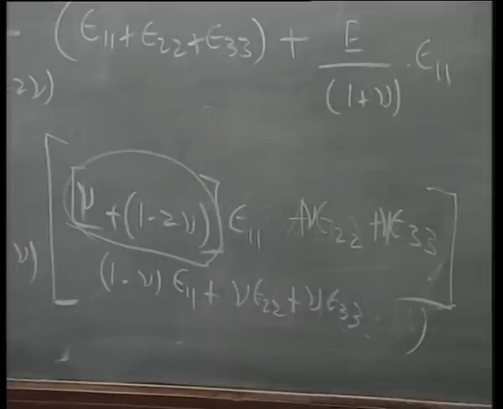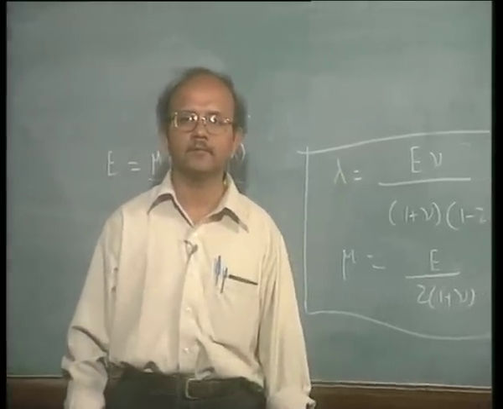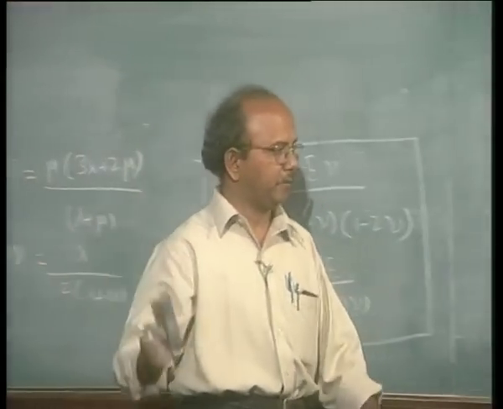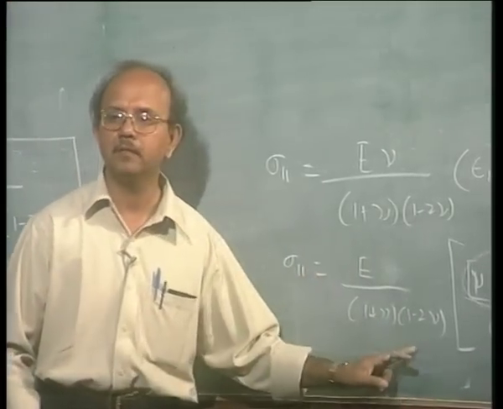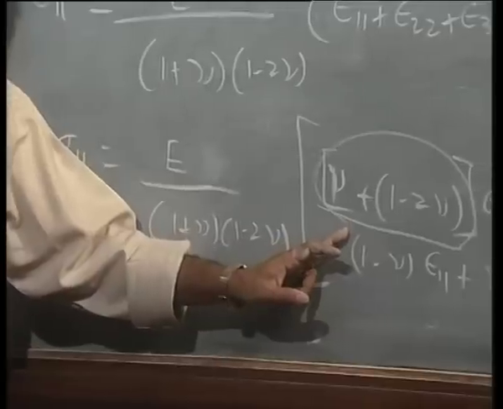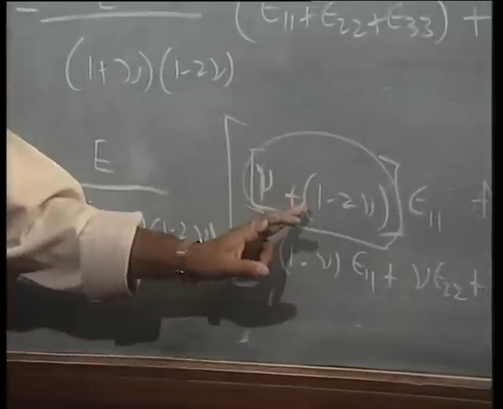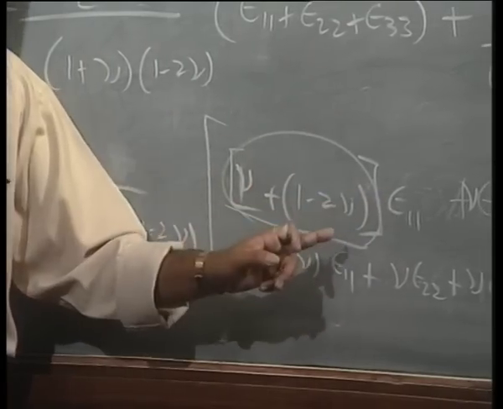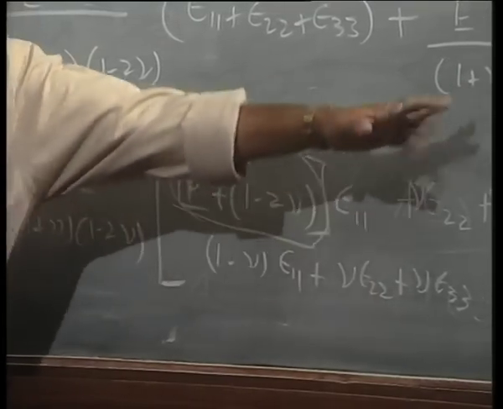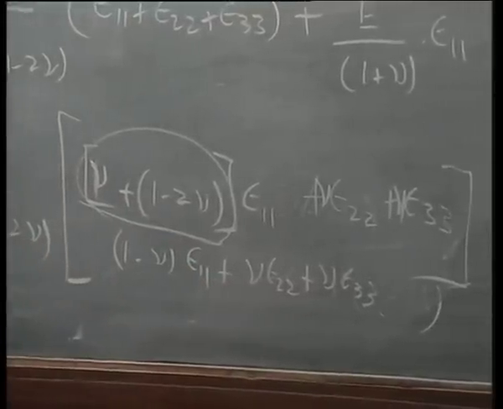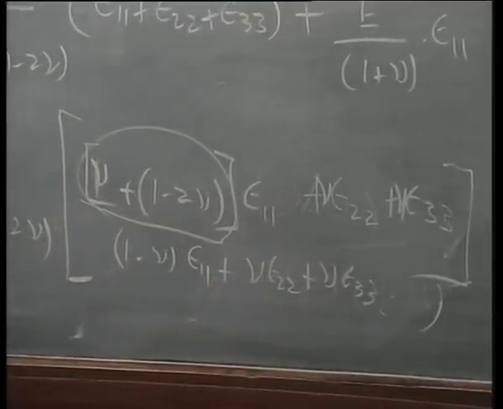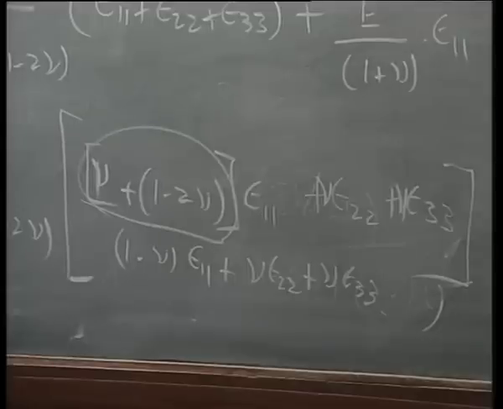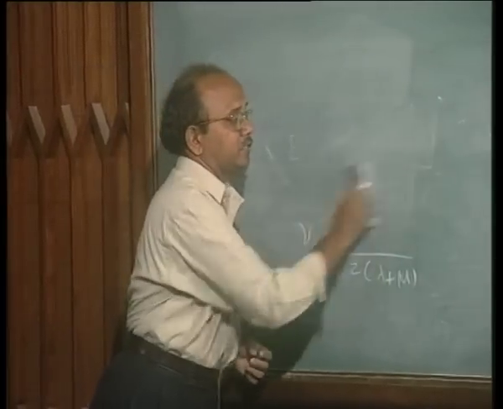How will now sigma 22 appear? No, no, tell me the full expression. Sigma 22 is equal to E divided by the same thing into 1 minus nu into epsilon 22 plus nu epsilon 33, correct. Okay? The same way we are going to get for sigma 33 as well. Now what happens to sigma 12? How does the sigma 12 term appear?